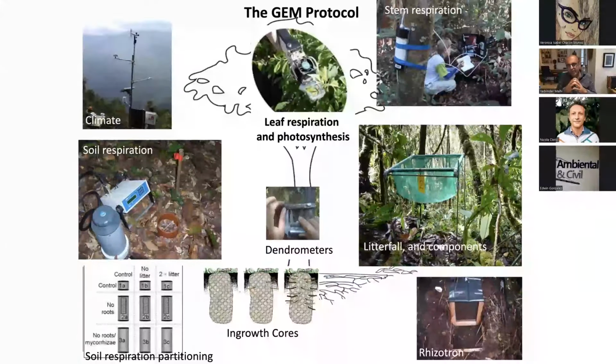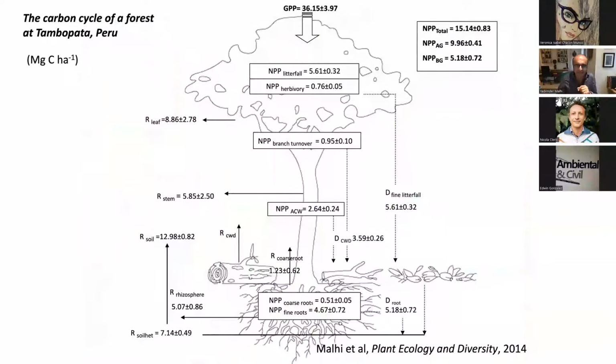And then we also have weather stations and try and relate the patterns we see to the climate patterns at the site. And this is what we end up with in the end, this sort of diagram. This is for a site in Peru that we did, one of the earliest sites we did in Madre de Dios in Peru. But now we have diagrams like this, probably for around 50 or 60 sites across the tropics, describing in detail the flow of carbon through a system.